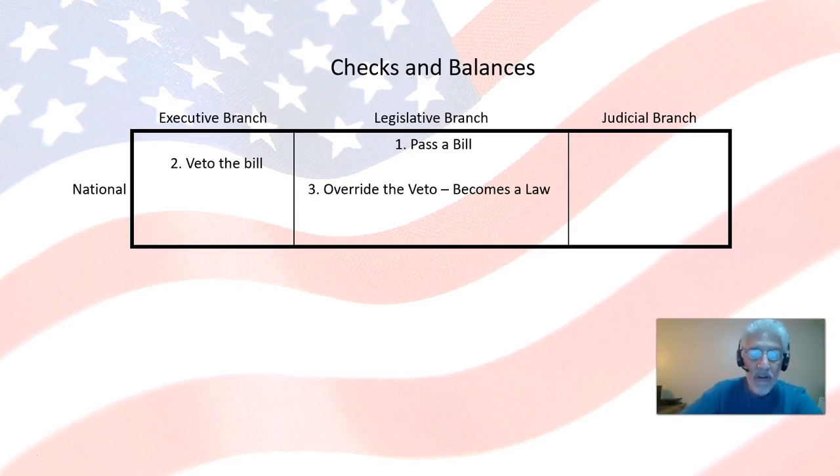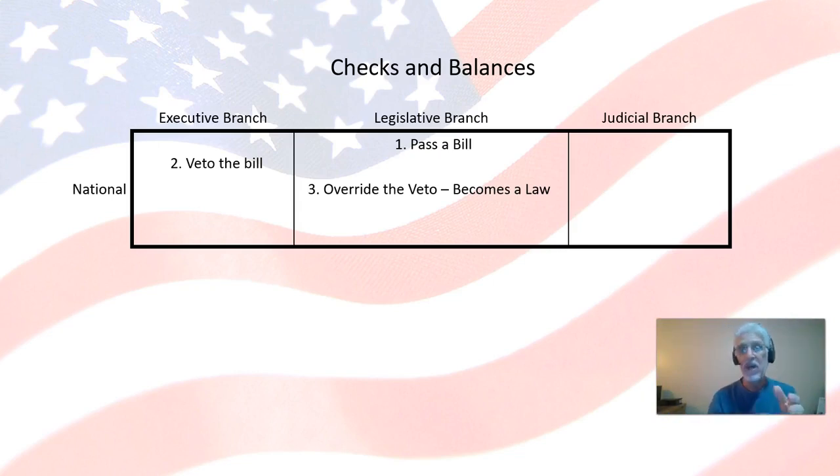So whereas the veto on the part of the president checks the legislative branch and says, you know what, I don't like what you guys have done here, so I'm going to veto it, the legislative branch then has the ability to override the veto. But whereas passing a law, a bill only takes a simple majority, 50% plus one, to override the veto takes a 2/3 vote in the House and in the Senate.